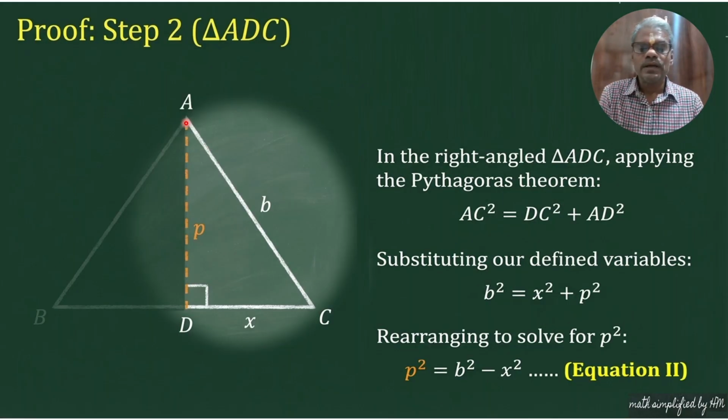Now in the right angled triangle ADC, applying the Pythagoras theorem, hypotenuse AC square is equal to DC square plus AD square. Substituting our defined variables, we get b square is equal to x square plus p square. Rearranging to solve for p square, we get p square is equal to b square minus x square. Name this as equation 2.